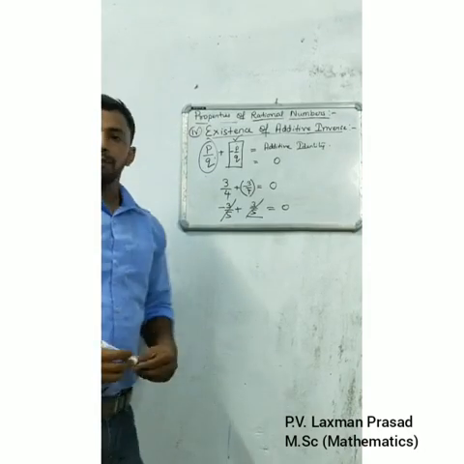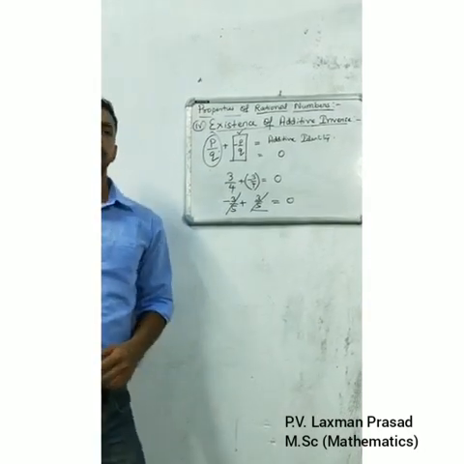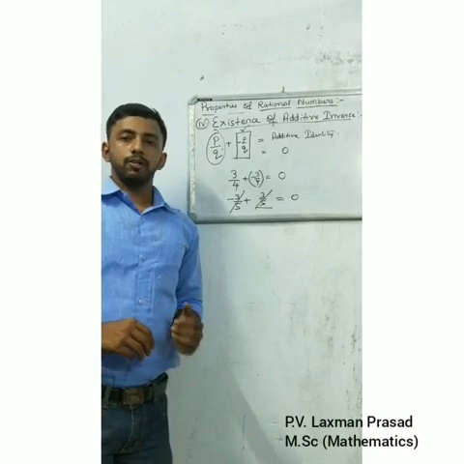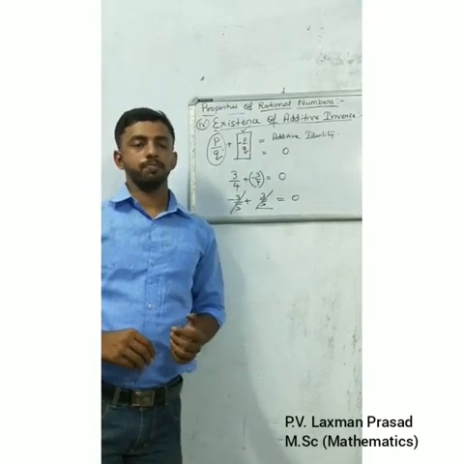So these are the 5 properties, easy properties. You have to understand them very well in order to solve the problems.